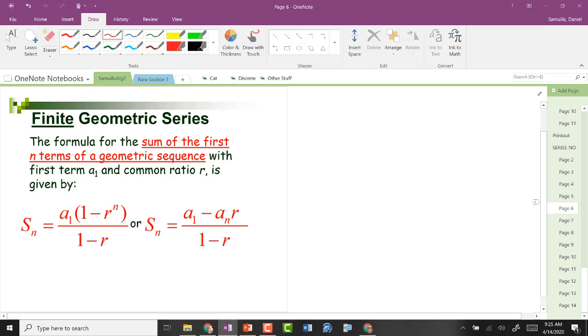All right, well, we can do this with geometric as well. Geometrics also have a formula. So we can look at my geometric series formula. The geometric series is the sum of the nth terms is the first term times 1 minus the common ratio to the number of terms over 1 minus r. If you want, you can go ahead and distribute that a sub 1. And we would end up with a sub 1 minus a sub n times r over 1 minus r.